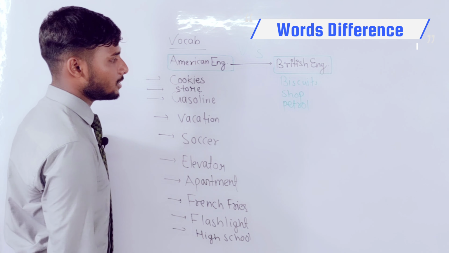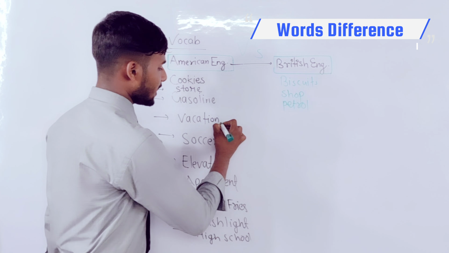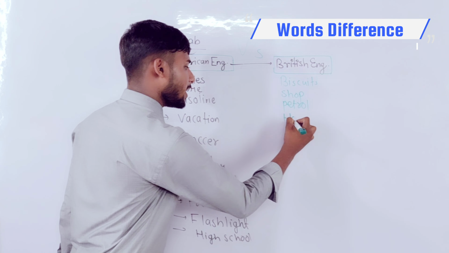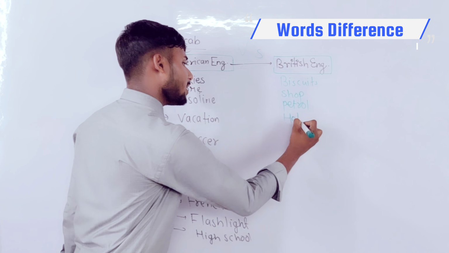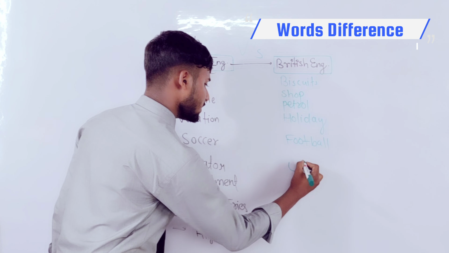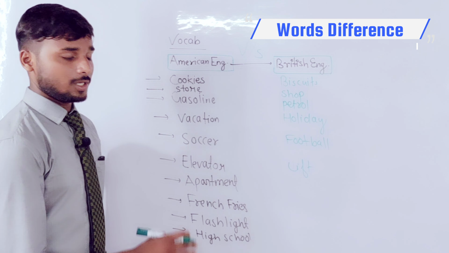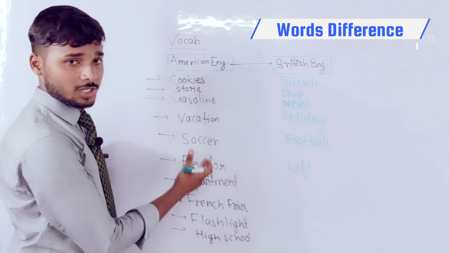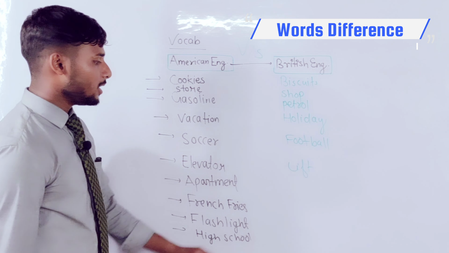Vacation, we call vacation in American English, but the same word changes into holiday in British English. Saucer, we pronounce saucer, this particular thing, but this is known as football in British English. Elevator, we call this lift. American people speak the word elevator, and the British people speak lift. I was going through a lift. I was going through the elevator.